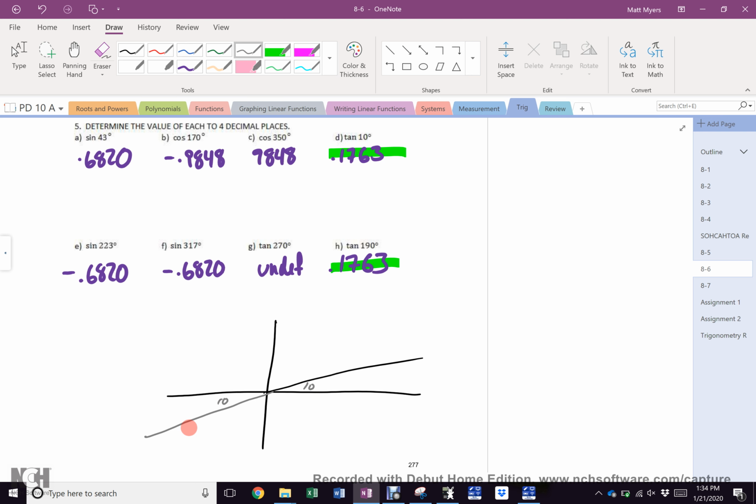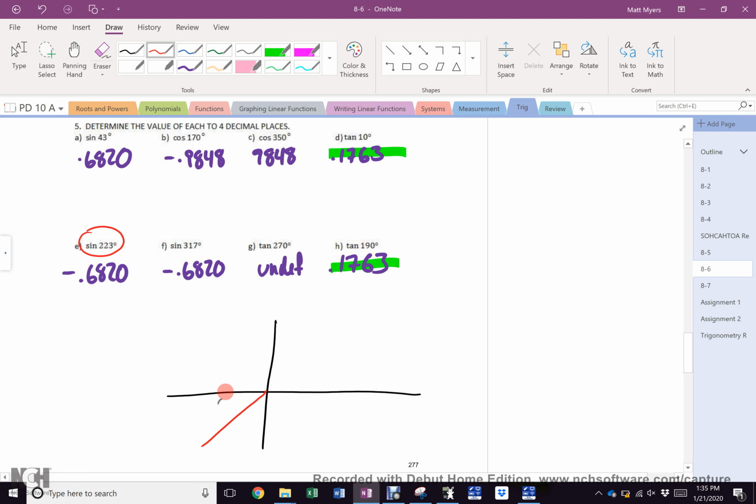Just use letters. Just talk. A and E, are they the same? No, E and F. E and F are the same, yes? Okay. So where would 223 be? Third. It'd be down here, yeah? And I'd go all the way around, and what would I find that was? 223 degrees.